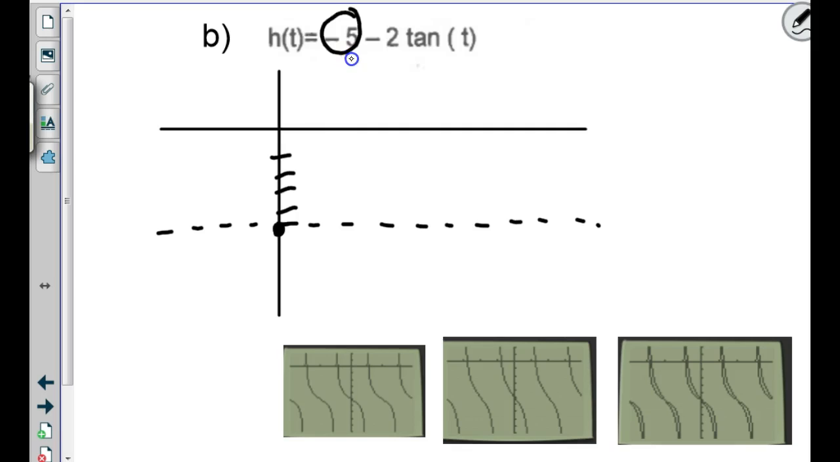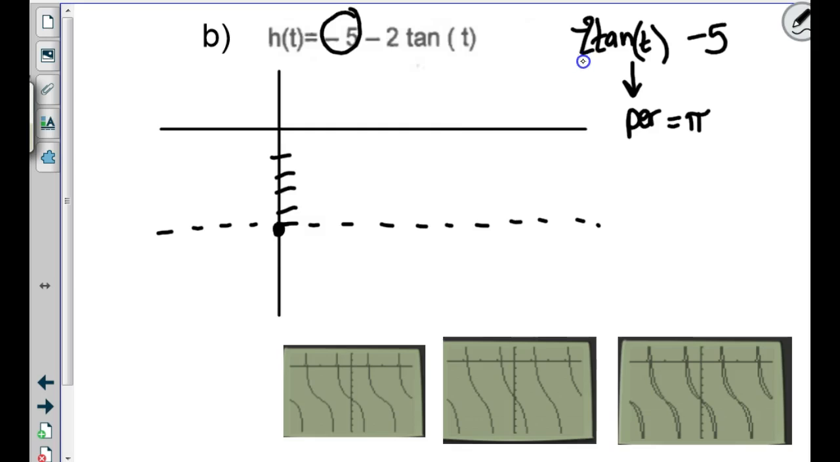Notice they stuck it out front. You could definitely have written this as negative 2 tangent of t minus 5. They just put it out front. Still a down. Then normally the 2 would just stretch it up and down. What's the period? Is there a b stuck in there? No, so the period is, be careful, 1 pi.